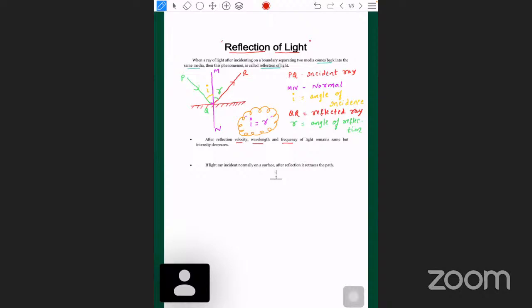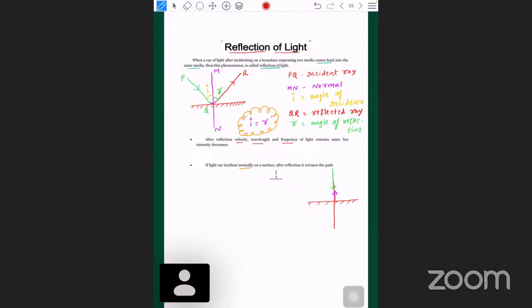Second thing, if the ray of light is incident normally, for example, if I say this is the mirror, this is the normal, right? Now the ray of light is incident along the normal only. Then how should the reflection be? Angle of reflection should be the same in the opposite direction. So whenever the ray of light is incident along the normal, the ray will retrace the same path.